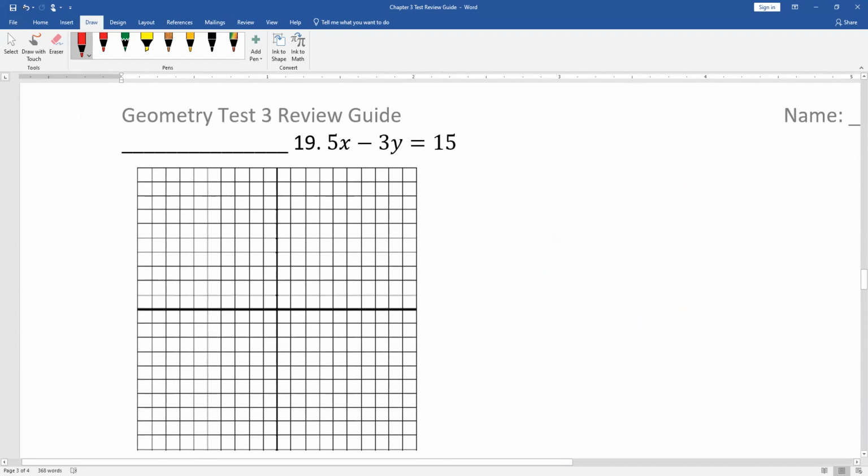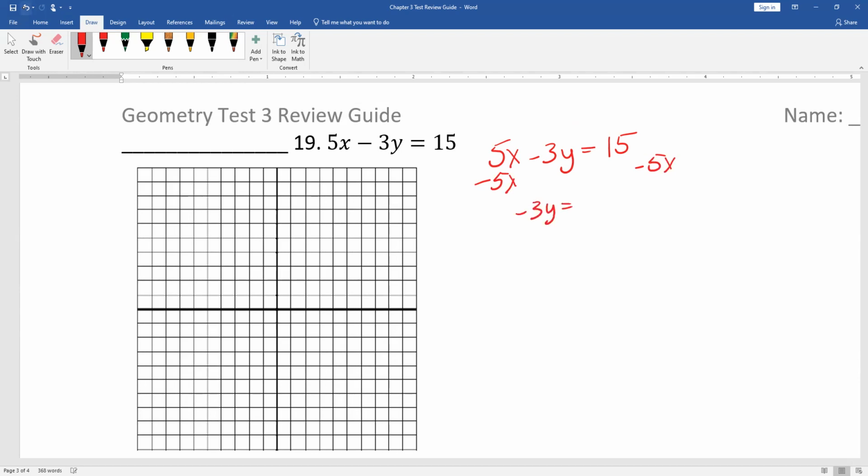Okay, so I have 5x minus 3y equals 15. You want this one, Andrew? Okay, you solve it and then I'm gonna have Abigail graph it. All right, so y equals mx plus b. To get that, you need to get 5x on the other side, which means you subtract 5x from both sides, which leaves you with -3y equals -5x plus 15.